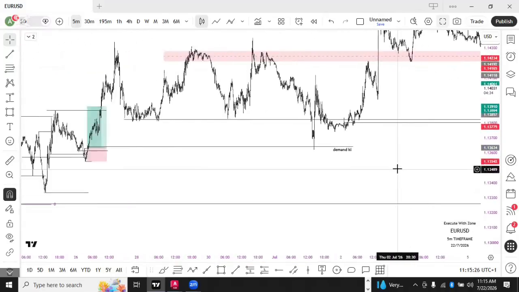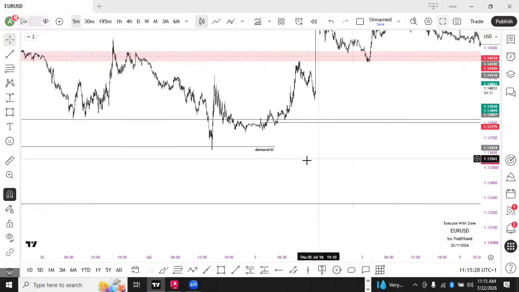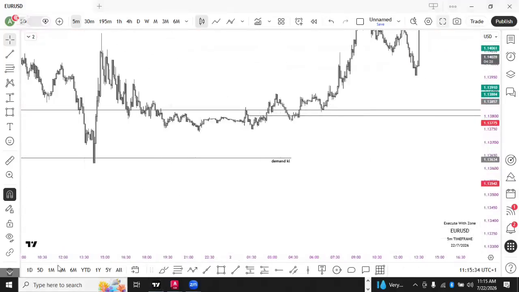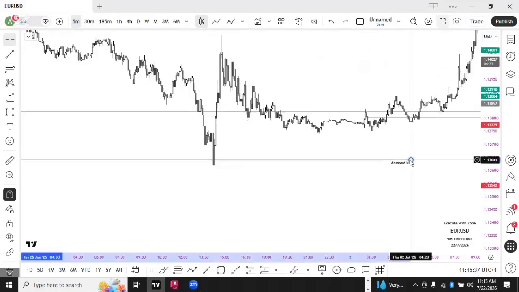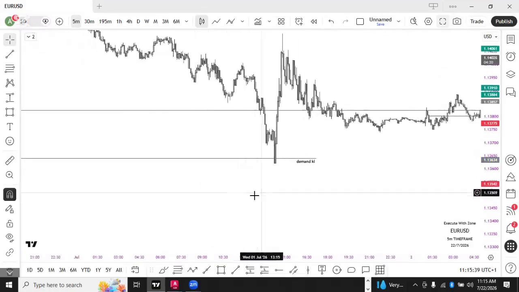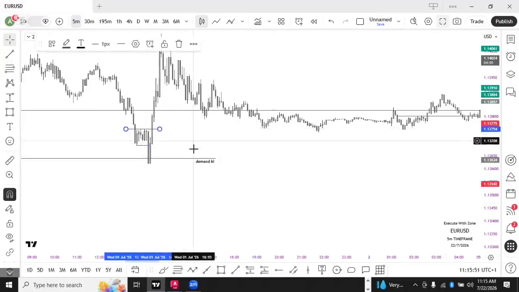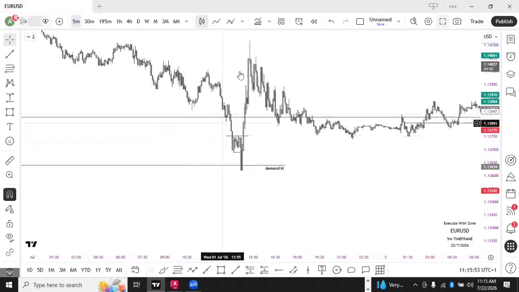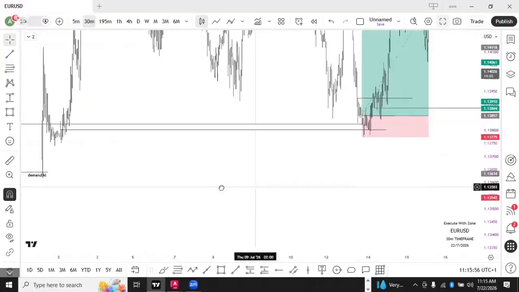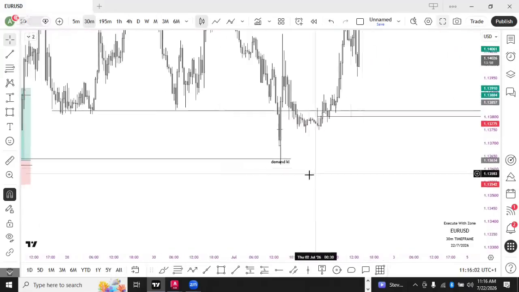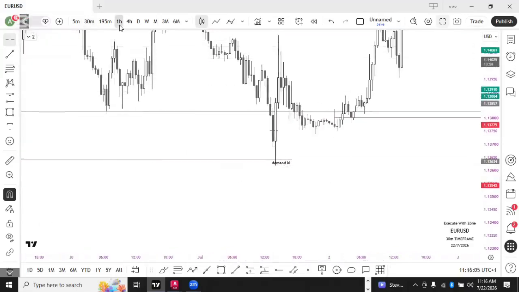What do I want to do? I want to wait for that confirmation. And what is that, my confirmation? A structure shift. A valid structure shift. So my demand zone is here. A structure shift happens here because this was a sweep and a break happens here. So once you have a sweep and a break, what do you want to do? You want to go to your 30 minutes, or even you can still move as high as your 1 hour. What do you want to do? You want to enter for me what?